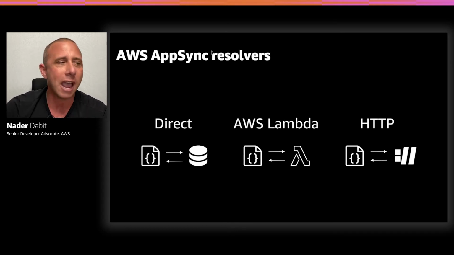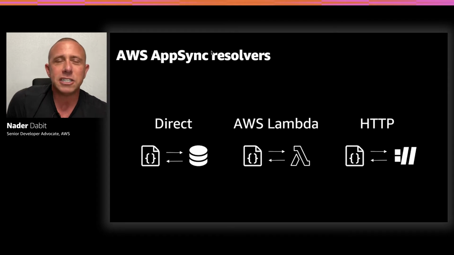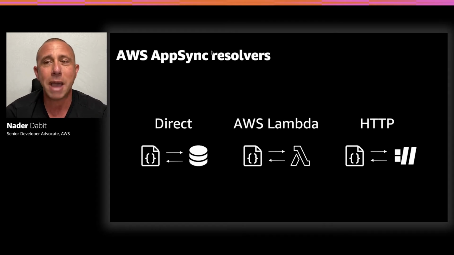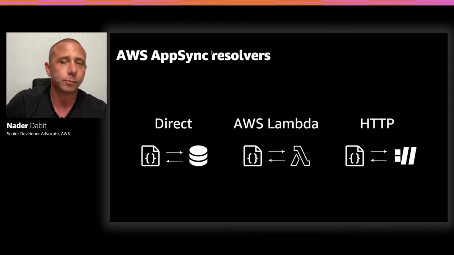And then finally, we have HTTP resolvers. HTTP resolvers allow you to map your GraphQL operation into a microservice architecture by allowing you to bring in any HTTP endpoint. So if you have an existing HTTP API, you can map your mutations and queries directly into these HTTP endpoints.